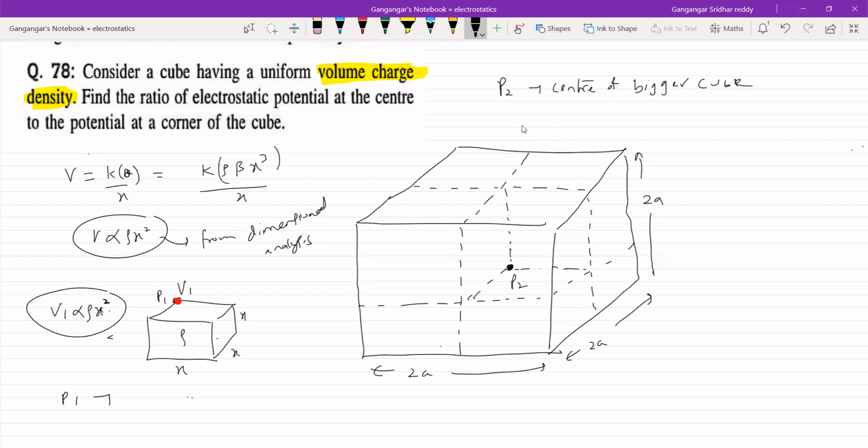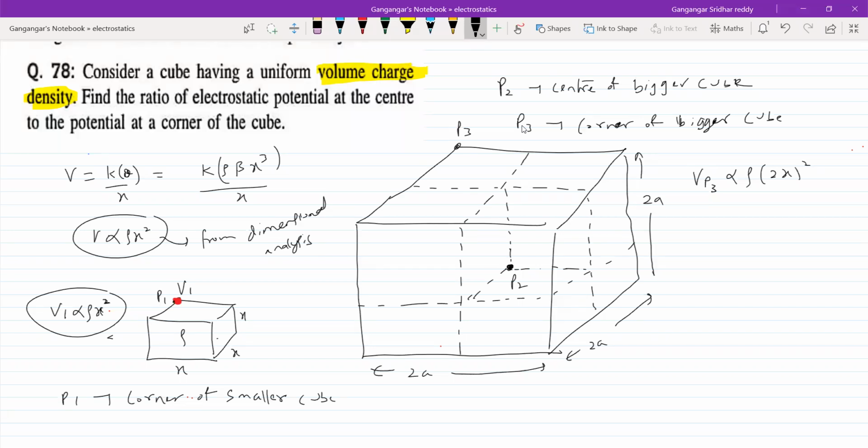What is P1? P1 will become the corner of a small cube. And what should be the potential at point P2? I'll bring P3. What is P3? P3 will be the corner of the bigger cube. Is it okay now? What is P3? Again from the dimension analysis formula, VP3 should be proportional to rho into 2A whole square. Side length of this is how much? It should be equal to this one.